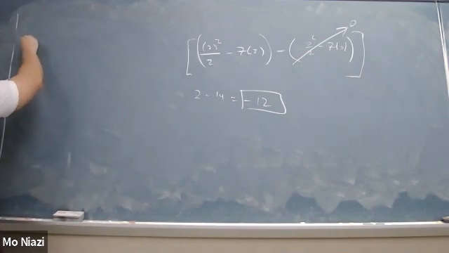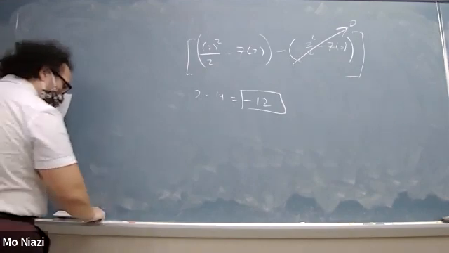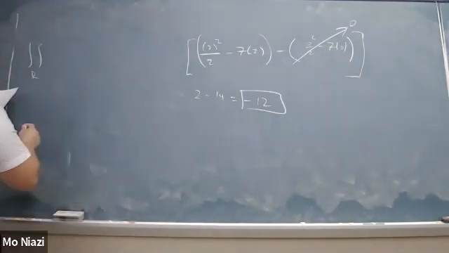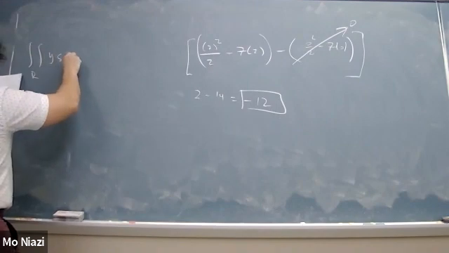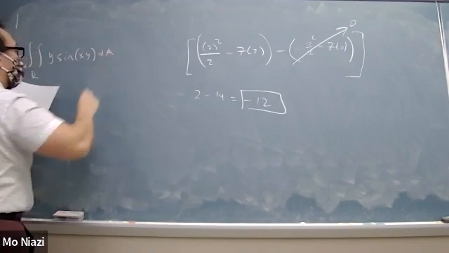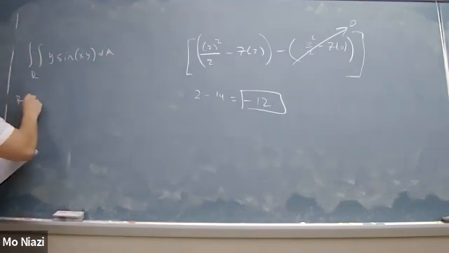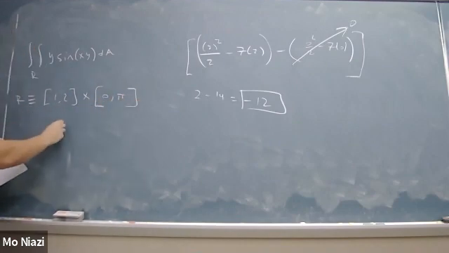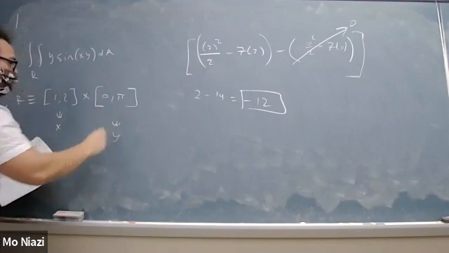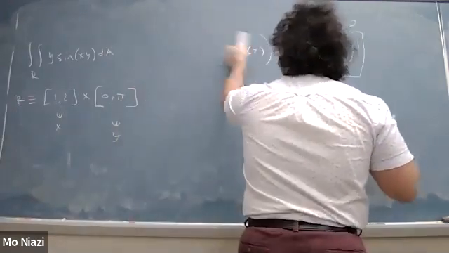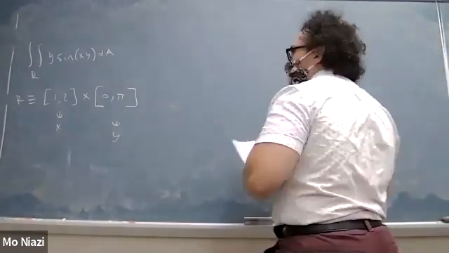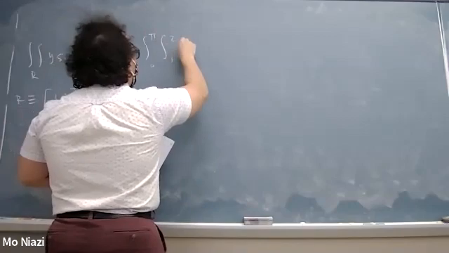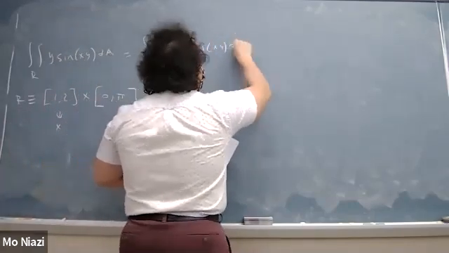Okay, so what about this integral? Let's say our region R is defined as where x is an element of this interval, y is an element of that interval. As usual, x comes first. And so this is equivalent to the integral from 1 to 2, integral from 0 to pi of y sine of (xy) dx and dy, right?